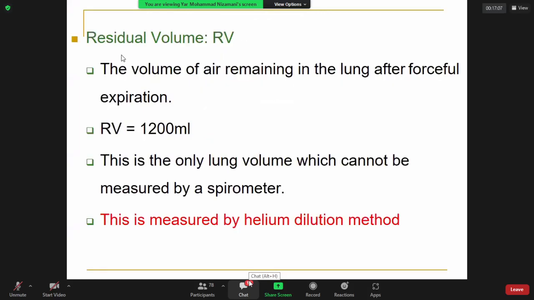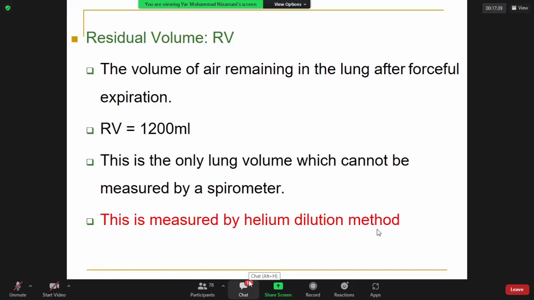The fourth volume is residual volume. नाम से जाहिर है, residual volume means the volume of air remaining in the lungs after forceful expiration. Forceful expiration के बाद हर वक्त जो एयर रहती है उसको हम residual volume कहते हैं, and it is 1200 ml. This is the only lung volume which cannot be measured by direct spirometry. It is measured by indirect spirometry, that is the helium dilution method.